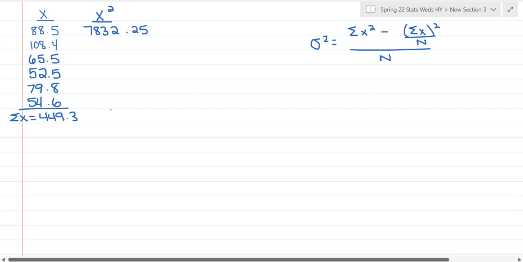108.4 squared, 11,750.56. 65.5 squared, 4290.25. 52.5 squared, 2756.25. 79.8 squared, 6368.04. 54.6 squared, 2981.16.